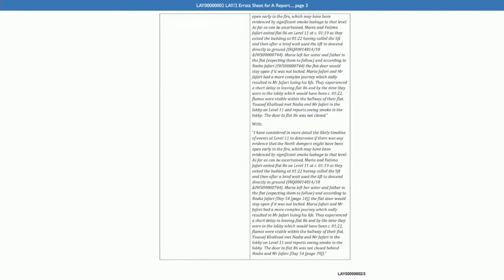You say, I've considered in more detail the likely timeline of events at level 11 to determine if there's any evidence that the north dampers might have been open early in the fire, which may have been evidenced by significant smoke leakage to that level. As far as can be ascertained, Maria and Fatima Jafari exited flat 86 on level 11 at 0119, and exited the building at 0122, having called the lift, and then after a brief wait, used the lift to descend directly to ground. Maria left her sister and father in the flat, expecting them to follow, and according to Nadia Jafari, the flat door would stay open if it was not locked.